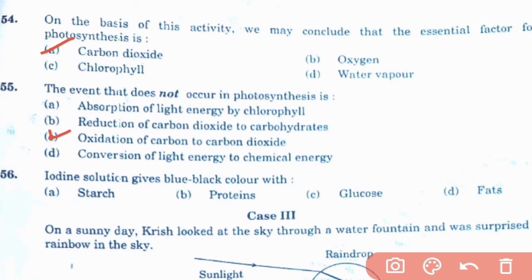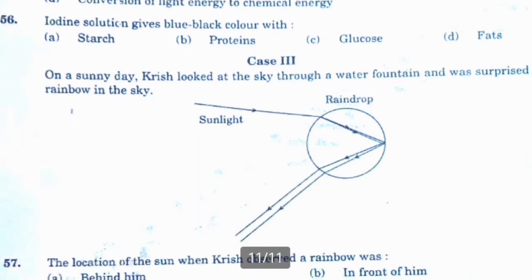Next question, that is 56th. Iodine solution gives blue-black color with option A: starch, B: protein, C: glucose, D: fats. So the correct answer is option number A, starch. Next case study we have, that is 3.